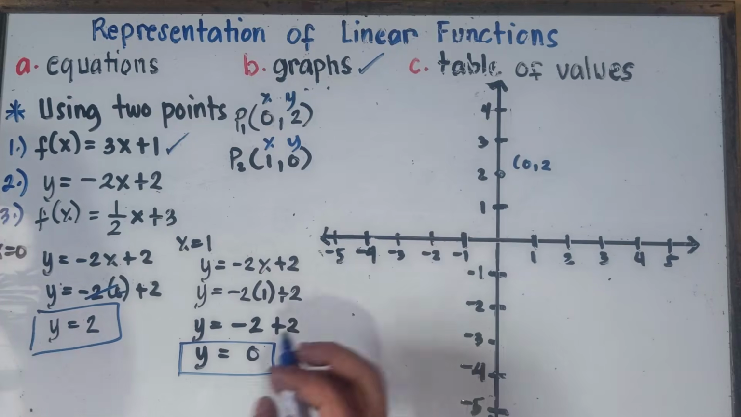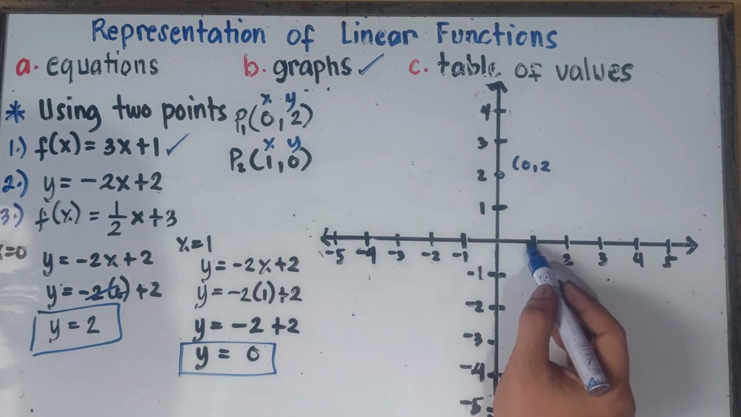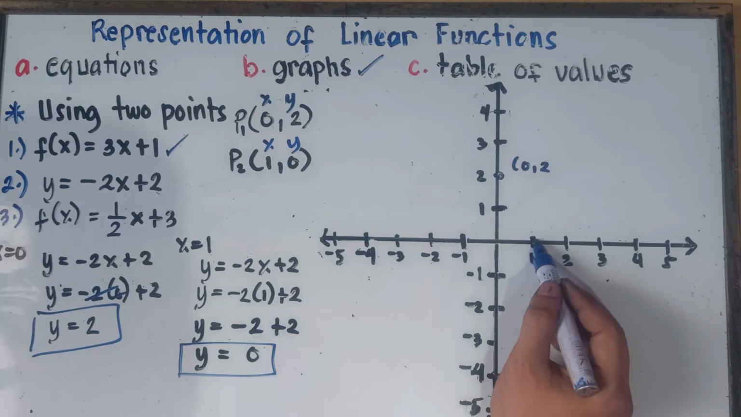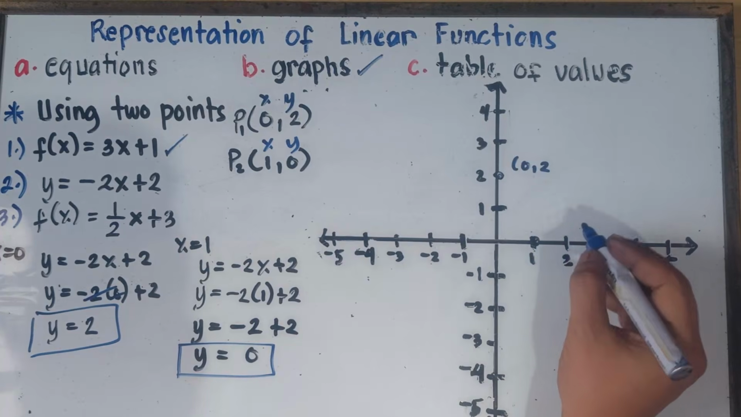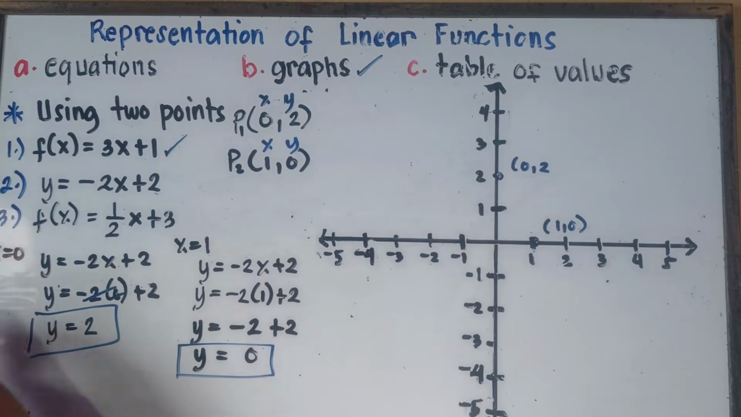Alright, so the other one we have x is 1 and then y is 0. So x is positive 1 and then y is 0. Therefore, you will not move up and down because y is 0. So this one right here, x is positive 1 and then y is 0.